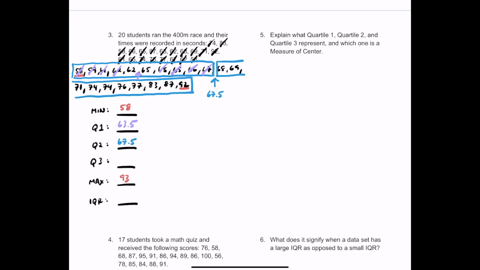Okay, so remember, you have to go in between the 62 and 65 here. That's going to be 63.5 seconds. So if you were faster than 63.5 seconds, you're in the top 25% of runners here, right? 75% of the students were slower than you.